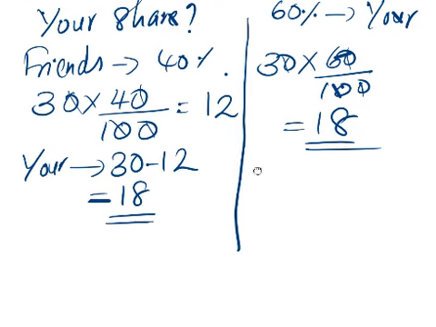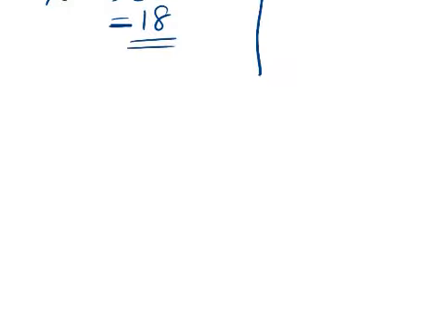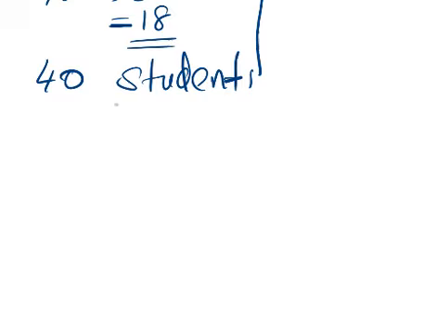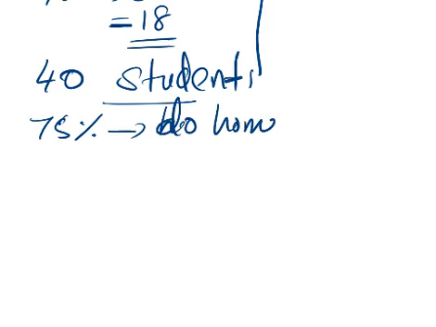Okay, we can do one more question. Just a minute. Okay. Suppose your class has 40 students, and 75 percentage students always do homework. Always do homework. Okay, so what is the percentage of students who are not doing homework?